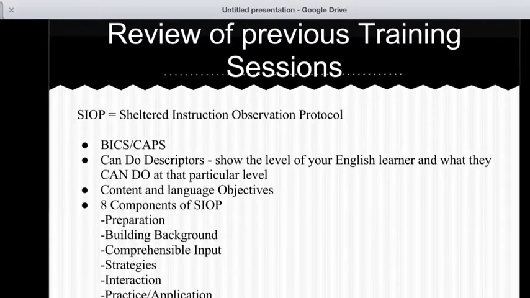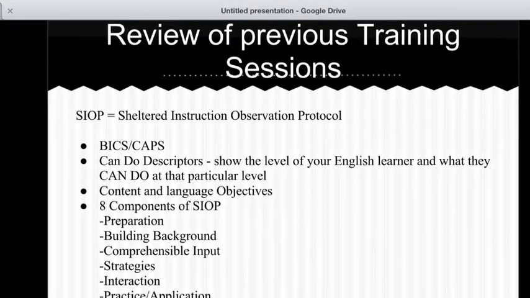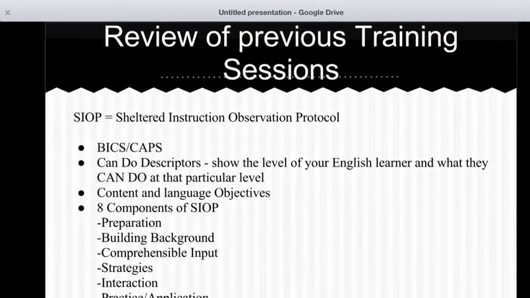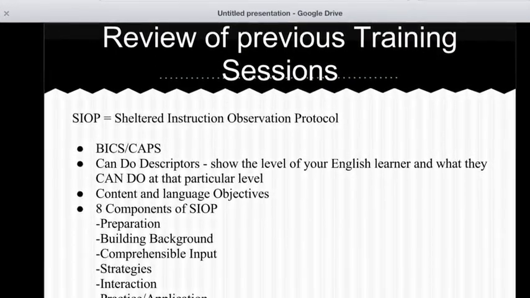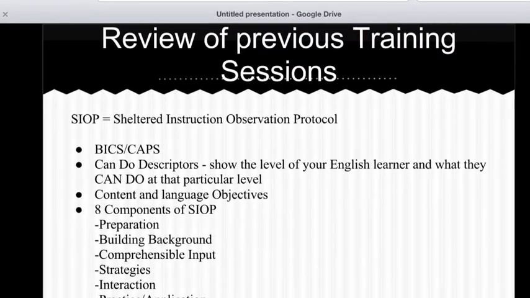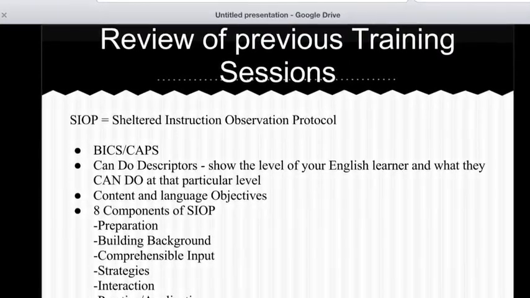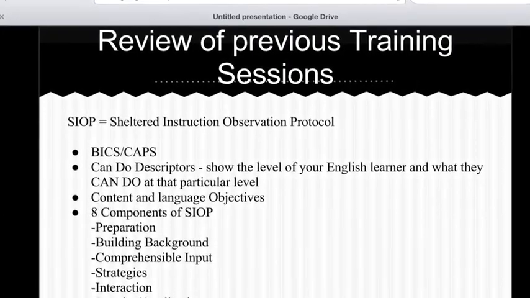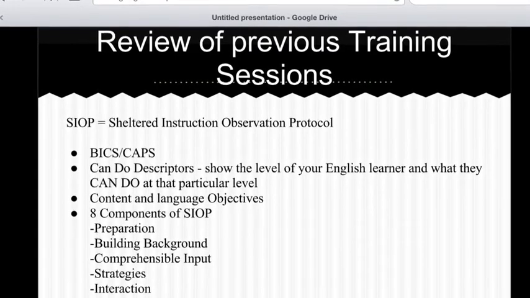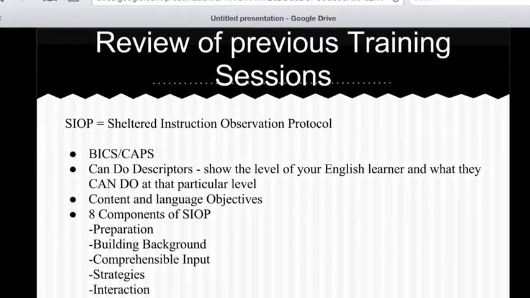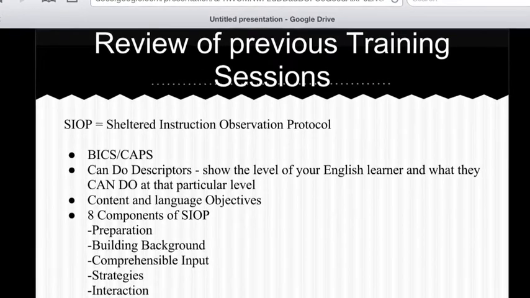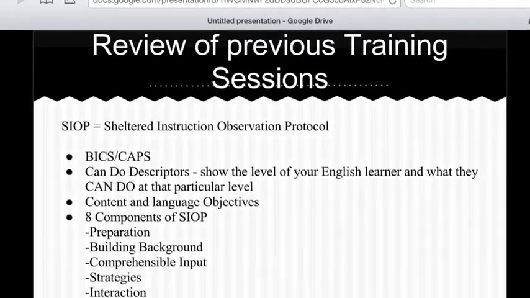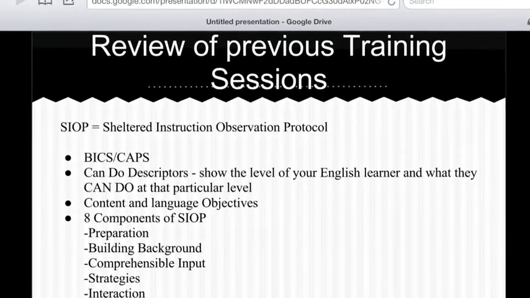Okay, and now I'm going to implement one of the strategies that we use in the classroom all the time, by reviewing what we've previously learned before moving on to the new content. So we know now that SIOP is an acronym for Sheltered Instruction Observation Protocol. And BICS and CALP is what we talked about, when the student may be able to communicate in everyday language and basic skills with their friends. However, they may not get the academic language, and may not be able to describe the photosynthesis process.